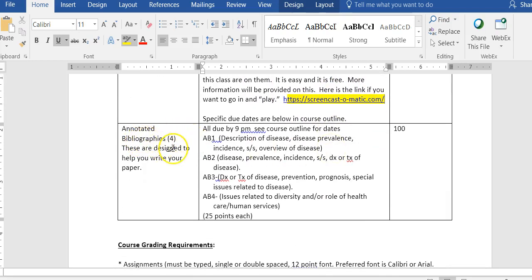The other thing is you'll be doing 4 annotated bibliographies, and these are designed for several reasons. 1, it forces you to do research before your paper is due. 2, it lets me see if you're going down the right track, and I can ask you questions and try to point you in the right direction. And the last thing is you have to use APA format on these, so it allows you to get feedback on APA format before your paper is due.